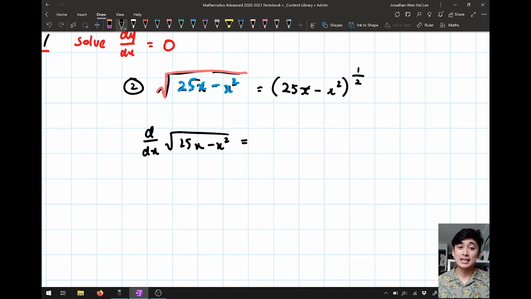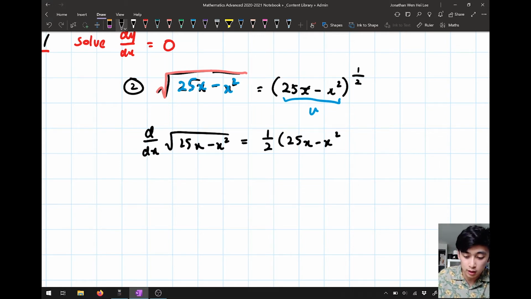I'm going to differentiate the outside function. So I'm going to treat this whole 25x minus x squared as one whole thing. I'm going to bring down that half power. Now, if you need to write that this is equal to u, you can. I'm just going to show you what I normally do once you get the hang of this. So I'm going to write this as half, 25x minus x squared. Now when I subtract 1 from that half, it goes from half minus 1, which is negative a half. Times, I'm going to differentiate the inside.